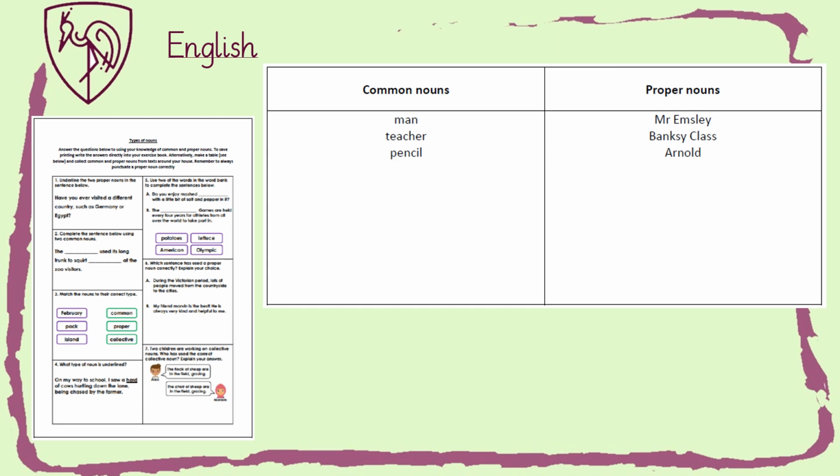Another way that we can do this though without printing anything is to draw a table like the one I've got on screen and have common nouns and proper nouns in those columns. Make a list of all the common nouns and proper nouns that you can find around the house in different texts. That could be any type of book, that could be on the back of packaging, anywhere. Remember, those proper nouns are unique and have capital letters, and those common nouns, we wouldn't use a capital letter to punctuate them.